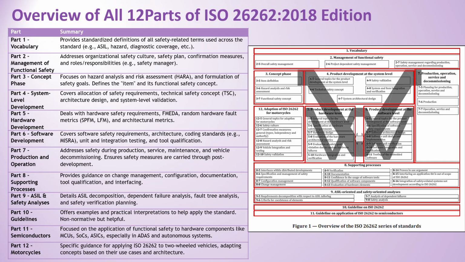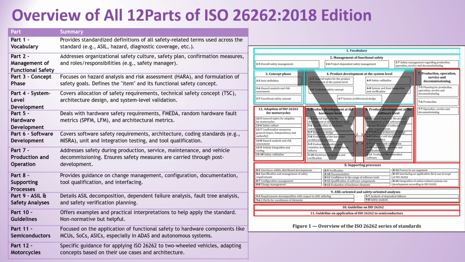It is comprehensive. So we've hit part 1, vocabulary. Part 2 is management of functional safety. Think organizational stuff, safety culture, plans, roles like the safety manager. The process infrastructure. Exactly. Part 3 is the concept phase. That's where the HRA happens, defining the system, setting those initial safety goals. Part 4 is system level development, allocating requirements, designing the technical safety concept, system architecture, validation. Bringing the concept to life at the system level.